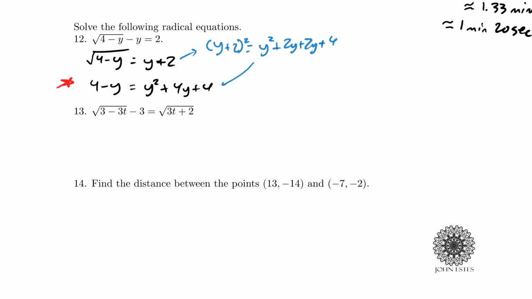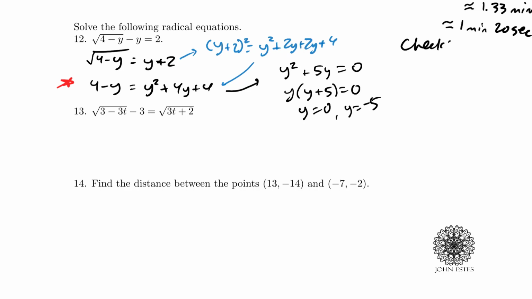So we will have to check here. But now we have a quadratic equation. So I get y squared plus 5y equals 0. So here we can factor by greatest common factor. So I get y equals 0, y equals negative 5. And now I have to check my solutions.